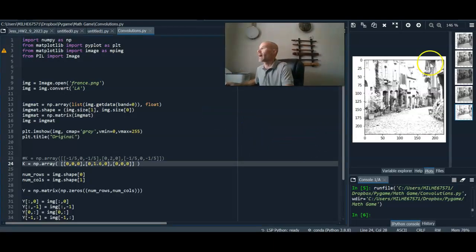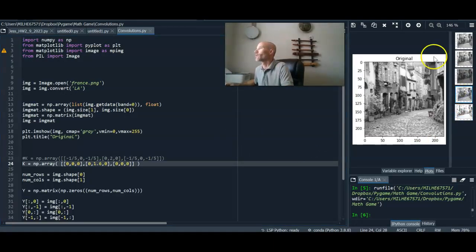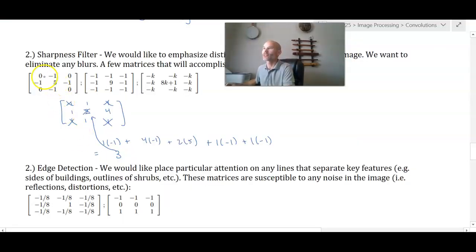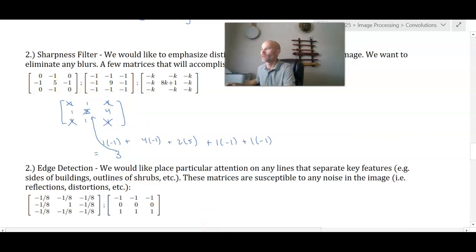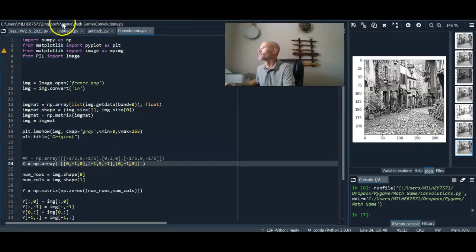So if we take a look at our image here, let's just look at this one. There's our original, and it's not too bad, but it could use a little crispening up. So let's go ahead and just try this one here. See what that does. 0 and then -1, and here we'll have -1, here we'll have +5, here we'll have -1, and then just down here we'll have -1 as well. So let's go ahead and run that and see what that does to our image.